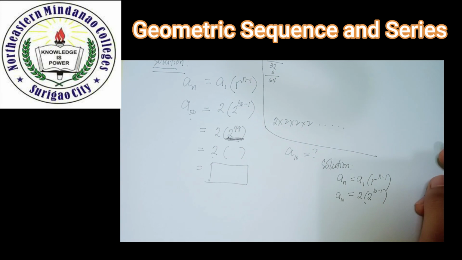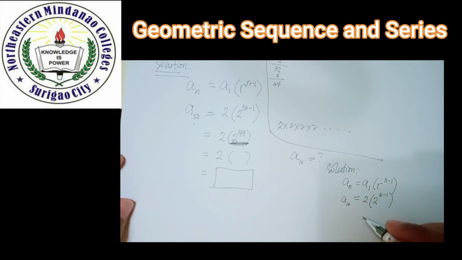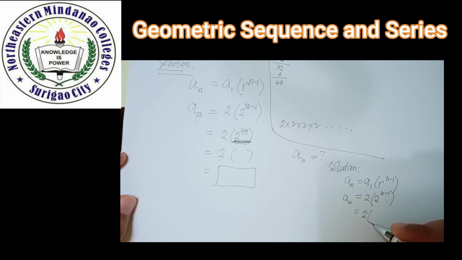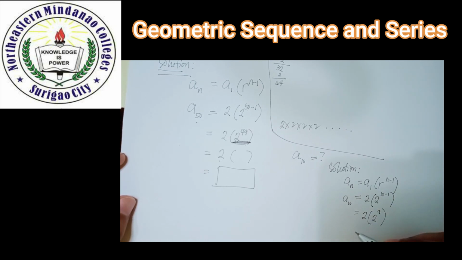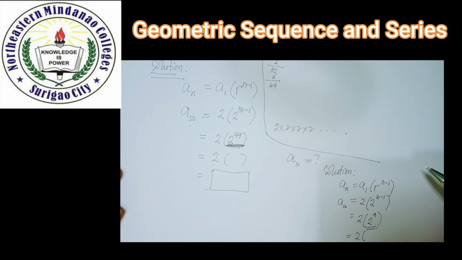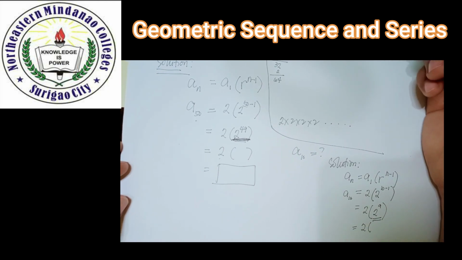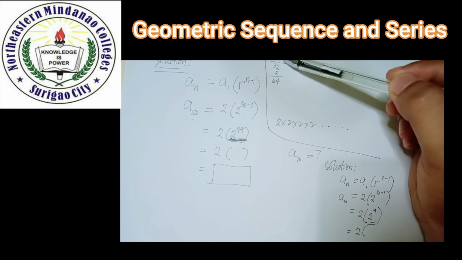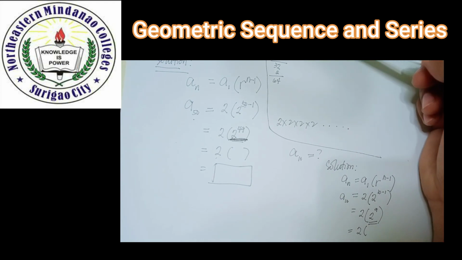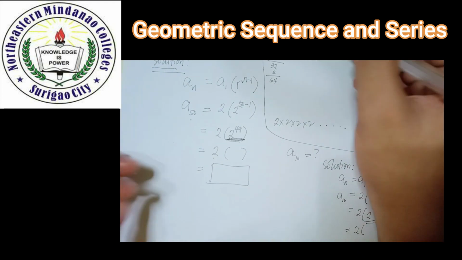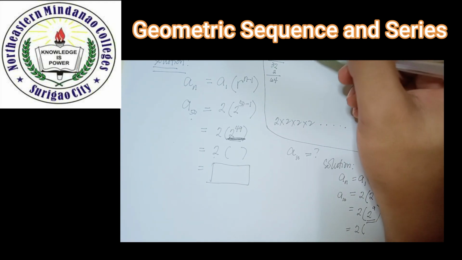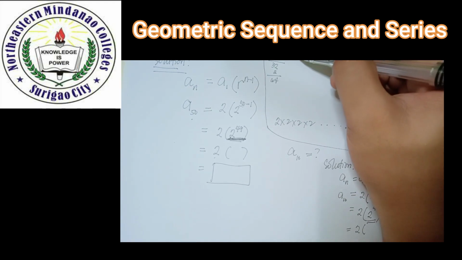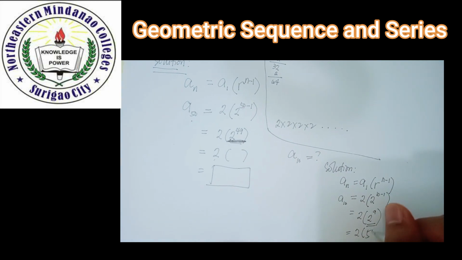Yes, that's the formula. So 2 times 2 raised to 10 minus 1, which is 9. We have 2 multiplied 9 times: 1, 2, 3, 4, 5, 6, 7, 8, 9. The result is 512. So 512.